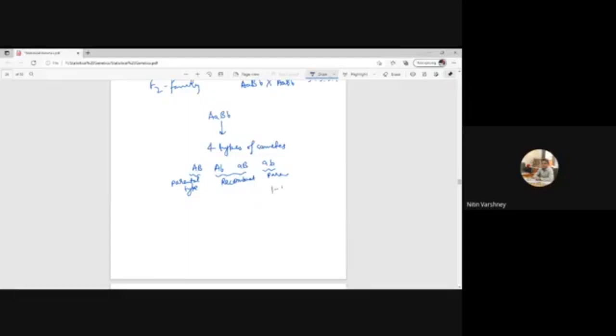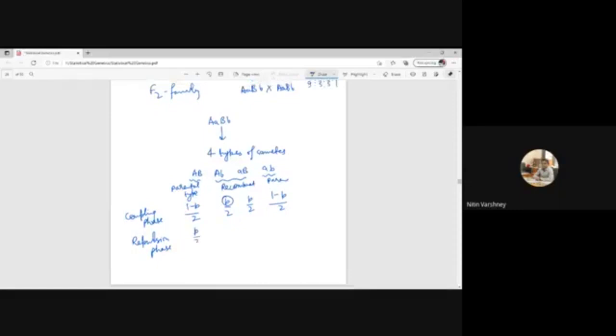So this will be 1 minus P by 2, P by 2, P by 2, and 1 minus P by 2. And this is the probability of recombination, or we can say crossing over. So this is in coupling phase. And for repulsion phase, this will be P by 2, because this is our recombinant type in repulsion phase. This will be 1 minus P by 2, 1 minus P by 2, and P by 2.